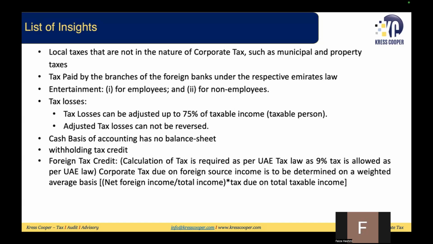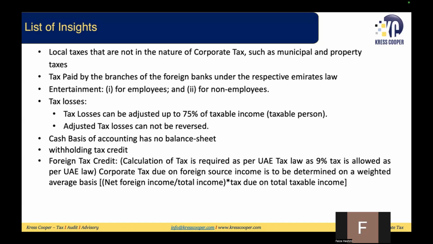Adjusted losses cannot be reversed. I think I discussed this in the previous webinar as well. Assume you have adjusted the losses for 2, 3, 4, 5 years, because losses can be carried forward for an unlimited period of time. If after a few years you are no longer meeting the conditions, the losses that you have already adjusted will not be reversed. But future losses will not be allowed unless and until you meet the respective conditions.